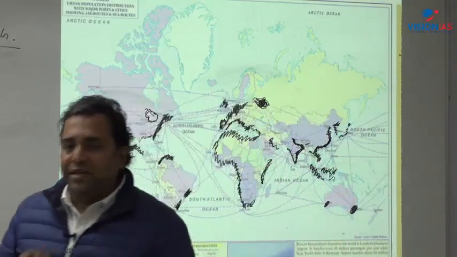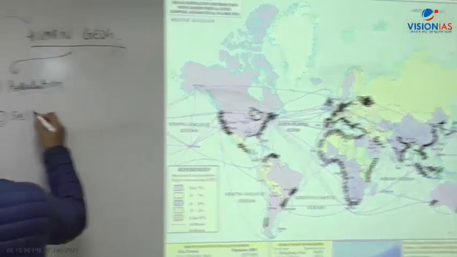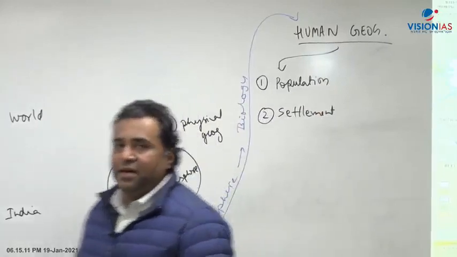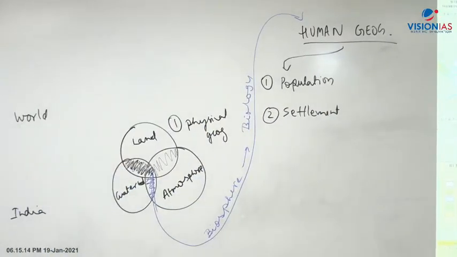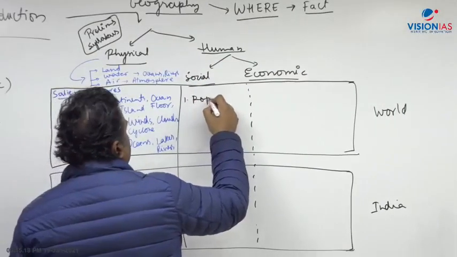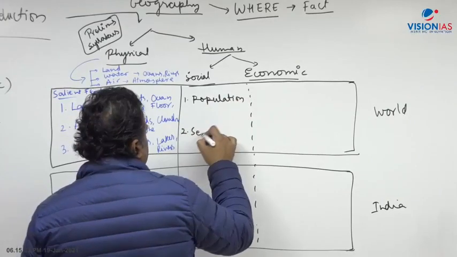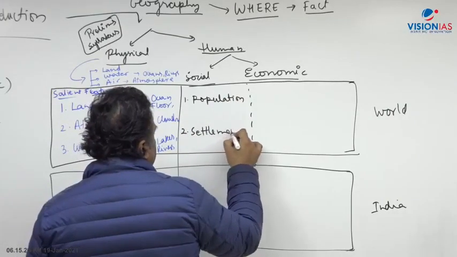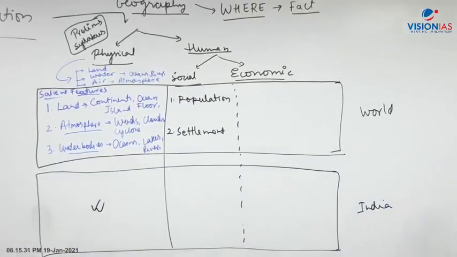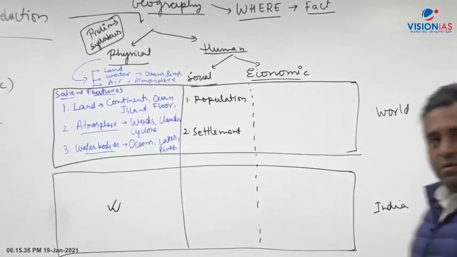So this is basically population, and the second part is settlement. Where are people living? So when you talk of human geography, you have population and settlement, and that is basically what you call social geography. Population and settlement. Where are they settled? That's what we were seeing. Where are people settled? Right? So population and settlement are two parts here that you have to understand.